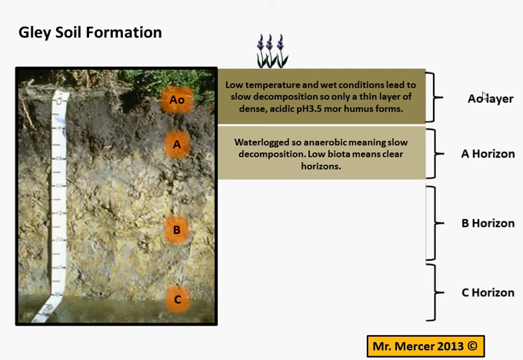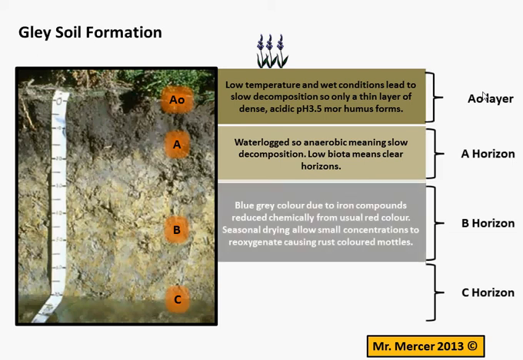So the A horizon and the AO layer are going to be very dense with unbroken down vegetable matter, which hasn't decomposed. And that can lead to peat forming, which is the A horizon of this soil. When you cut it up and dry it out, it's so dense with undecomposed matter that it actually works as a very efficient fuel. The low biota in the anaerobic waterlogged soils will mean that the horizons are very clearly defined, as you can see in the photo.